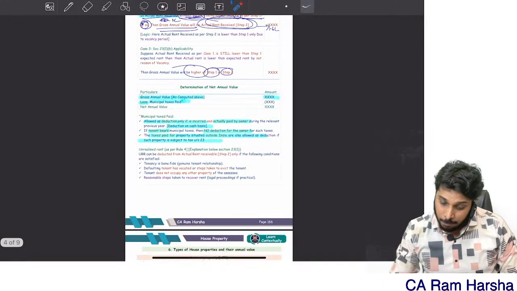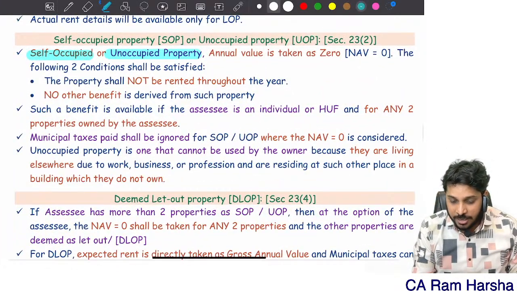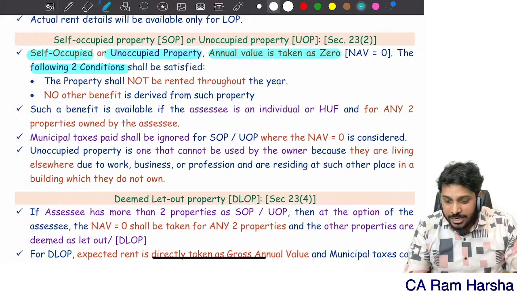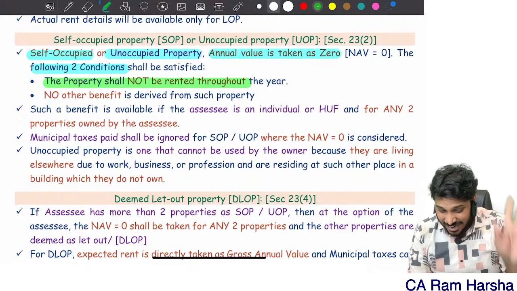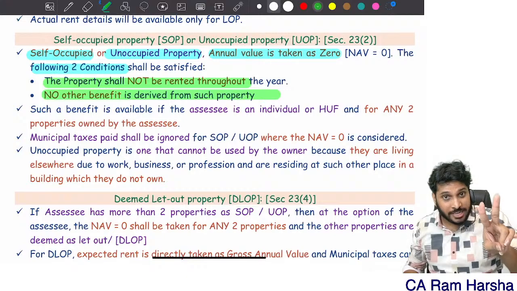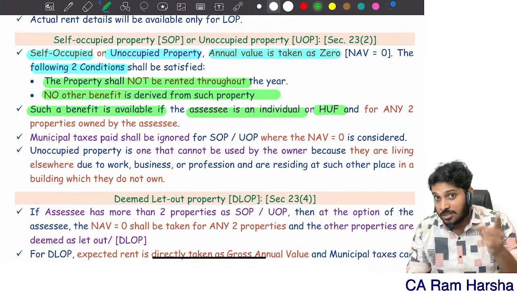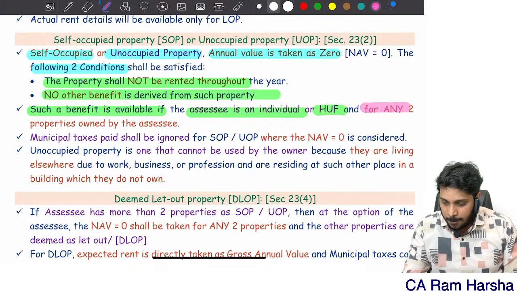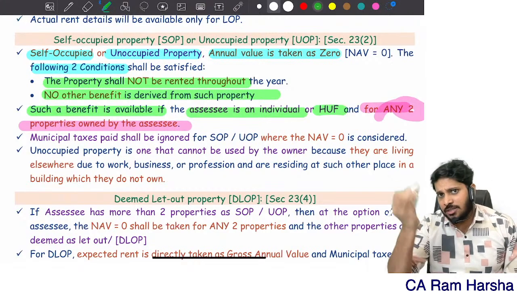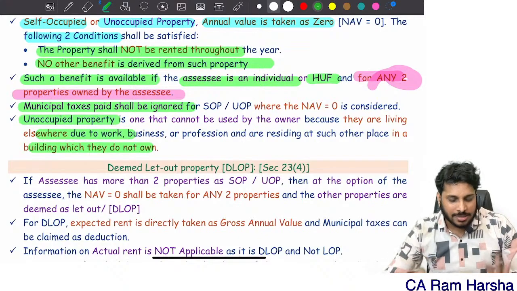See, I have given that matter also. What is self-occupied? Self-occupied or unoccupied property, annual value is taken as 0, provided the following 2 conditions are satisfied. Property shall not be rented, and no other benefit is derived; you are only staying there. If these 2 conditions are satisfied, NAV is equal to 0. Such a benefit is available only if SSE is an individual or HUF, and that too for any 2 properties. Any 2 means SSE option. Municipal taxes paid, ignore. Unoccupied property definition is not that relevant.